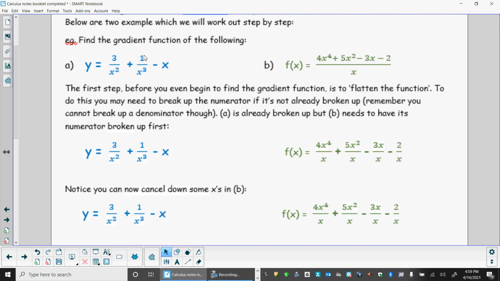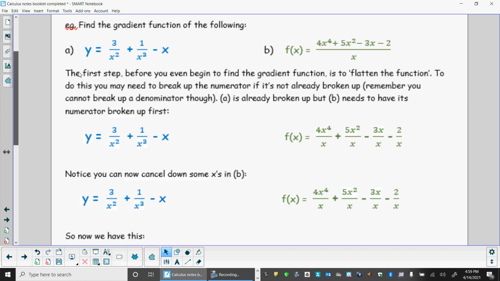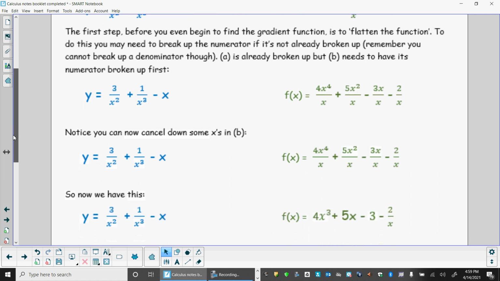A is already broken up, so that's fine. But B needs to have its numerator broken up into 4 separate parts first. So what I did here in this step was just repeat the question because the thing's already broken up into 3 separate terms. This one I'm going to break into separate terms because there's only one thing in the denominator, so we can break up the numerator. 4x to the 4 over x plus 5x squared over x, take away 3x over x, take away 2 over x. So be careful when you break it up, don't mess that up.